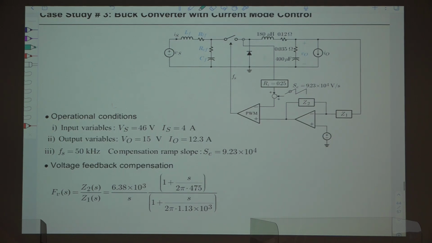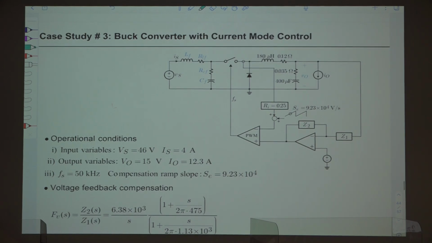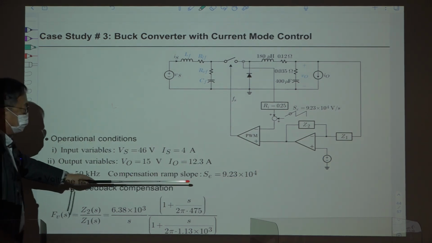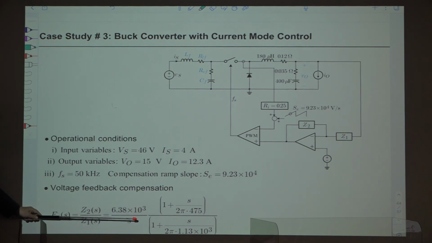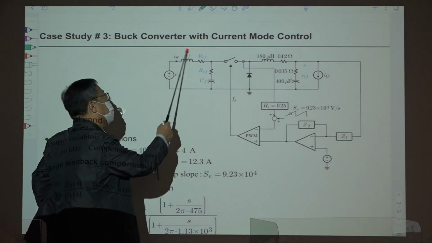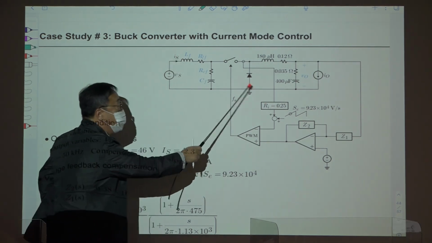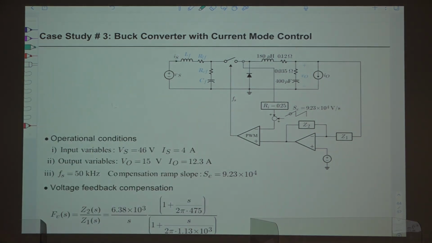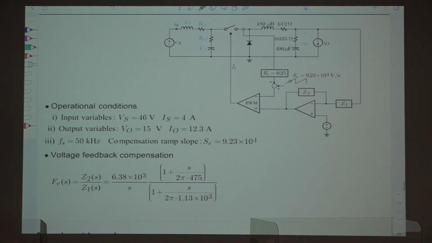Okay, so finally, we study the case of buck converter. These are the operational conditions, input variables, output variables, switching frequency, slope of compensation ramp, and the voltage feedback compensation. They are optimally selected to provide the best possible performance for the uncoupled converter, and we couple that converter with an input filter. So this is the input filter coupled buck converter. Okay, so let me show you the input impedance characteristic of this buck converter case.